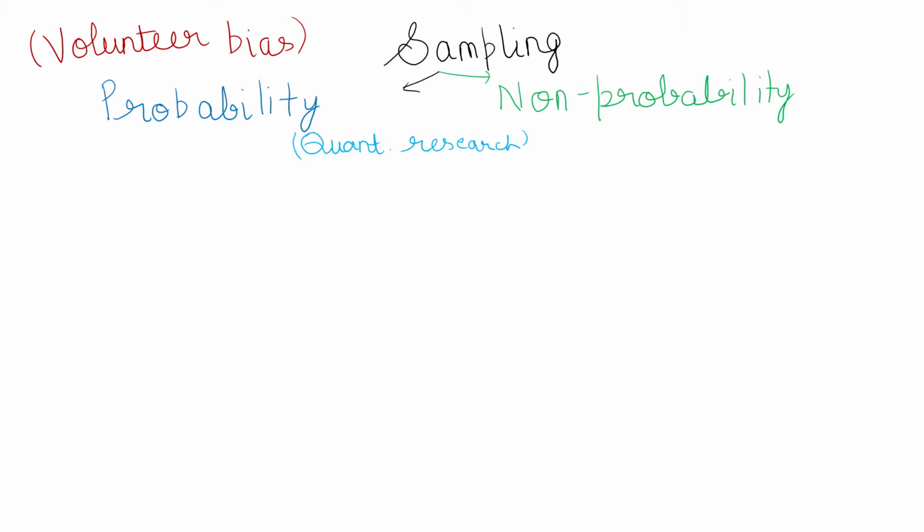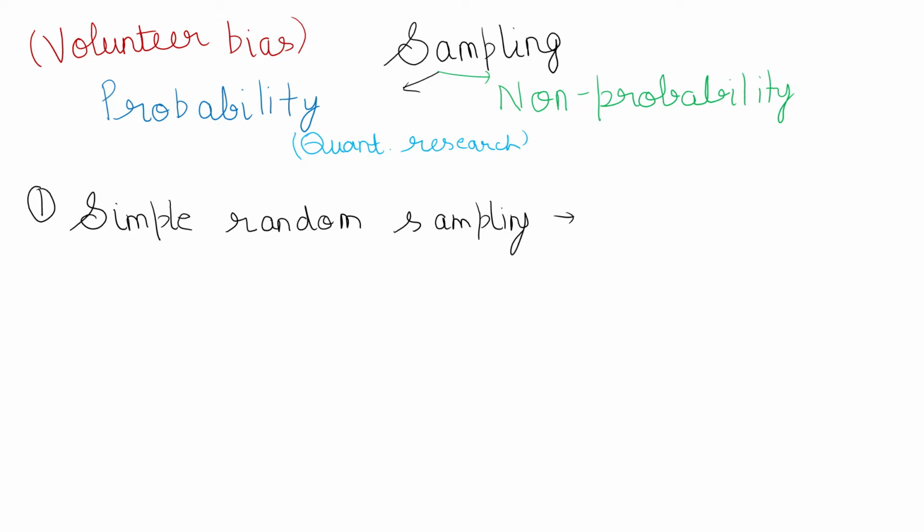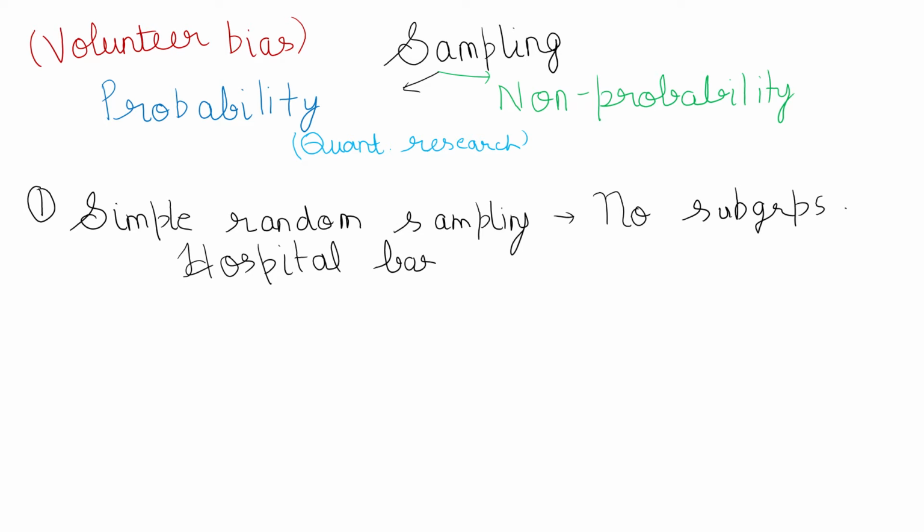Fine. Talking about the methods now. First one is simple random sampling. In this sampling, there is no formation of subgroups. Simple random sampling is possible in hospital-based studies. For hospital-based studies, we use simple random sampling.